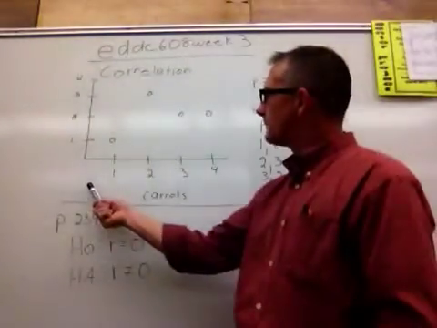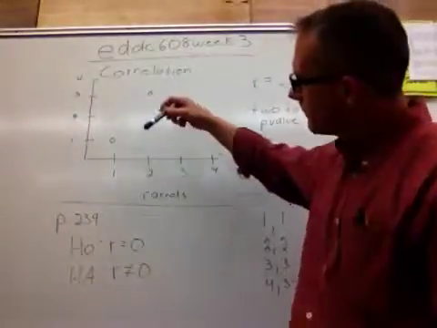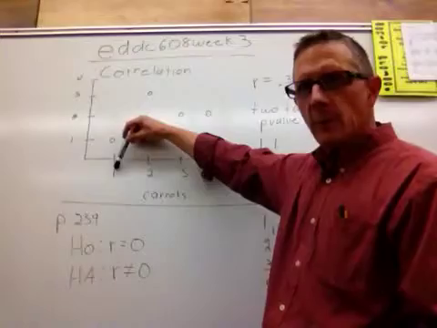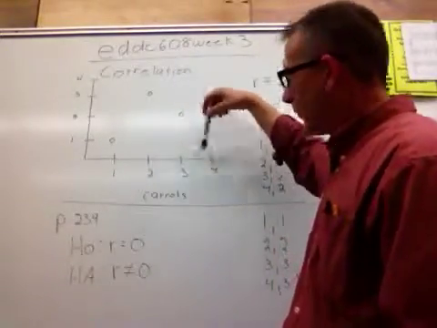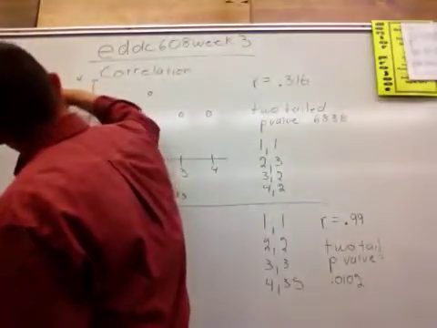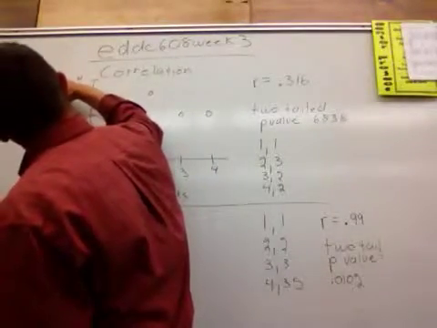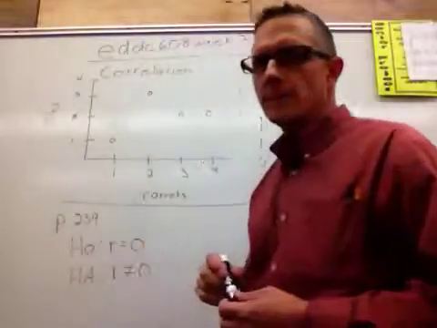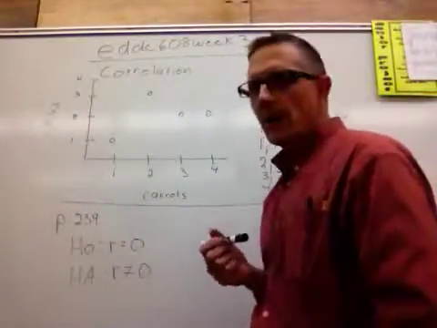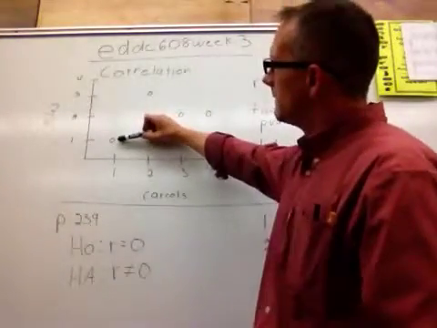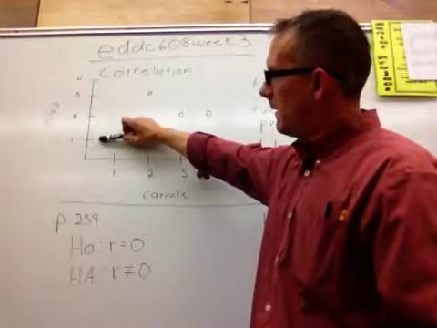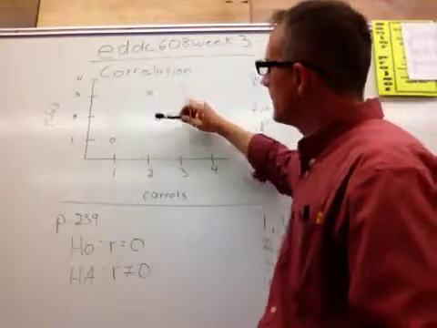Let's say on this axis we have the number of carrots you eat per day. You could either eat 1, 2, 3, or 4 carrots per day. And on this axis is the number of miles you run in your workout. So if you were to put these data pairs on a graph, we would find here that we ate 1 carrot per day. We could run 1 mile.